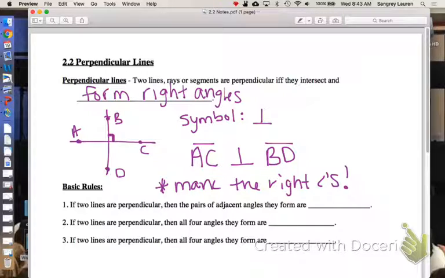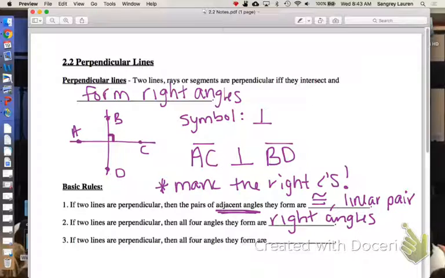Okay, a couple rules that we have. If two lines are perpendicular, then the pair of adjacent angles they form would be congruent. They would also be a linear pair. The second rule, if two lines are perpendicular, then all four angles they form are right angles. You can see that in the picture that we drew already. And rule number 3, if two lines are perpendicular, then all four angles are congruent.